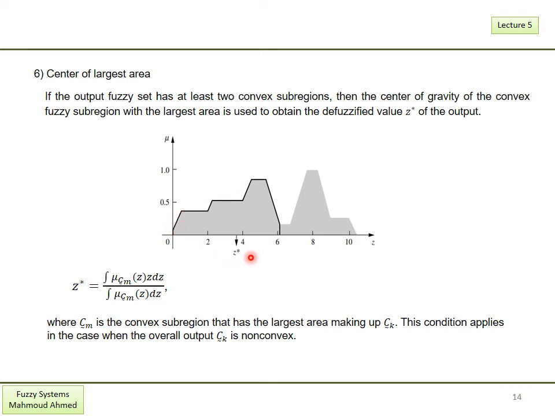And for the bigger area, we simply apply this formula for only the largest area, which is the integration of the given membership function multiplied by z, divided by the integration of the membership function. This resembles the same method as before, but in this case we consider only the largest area.